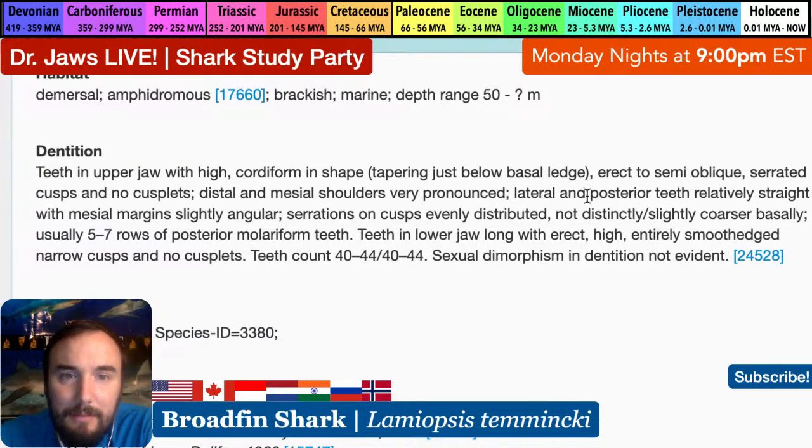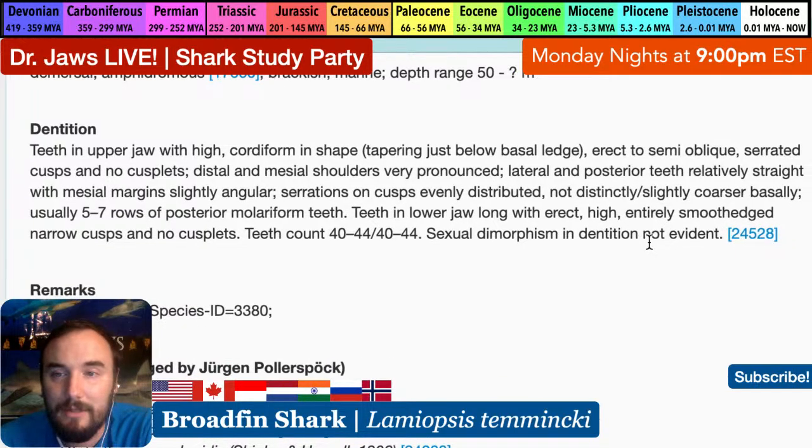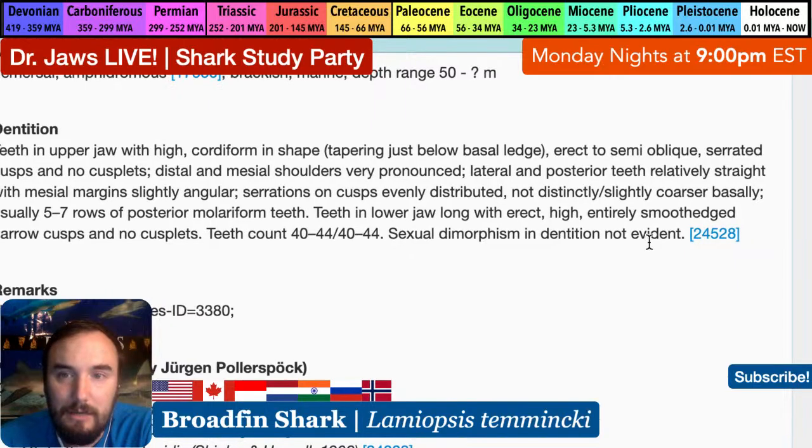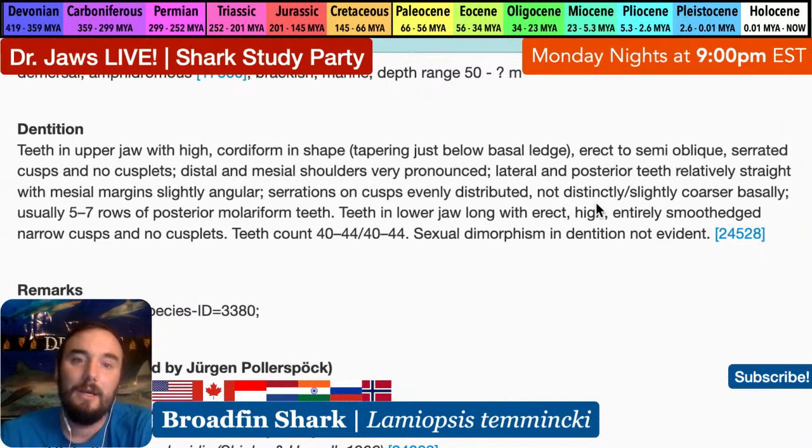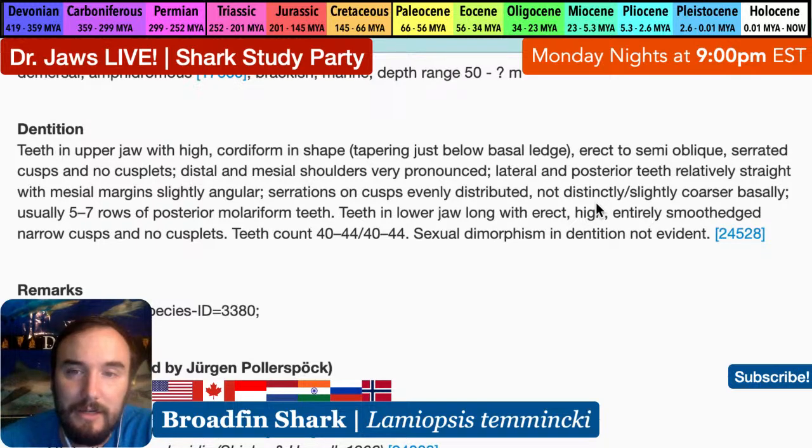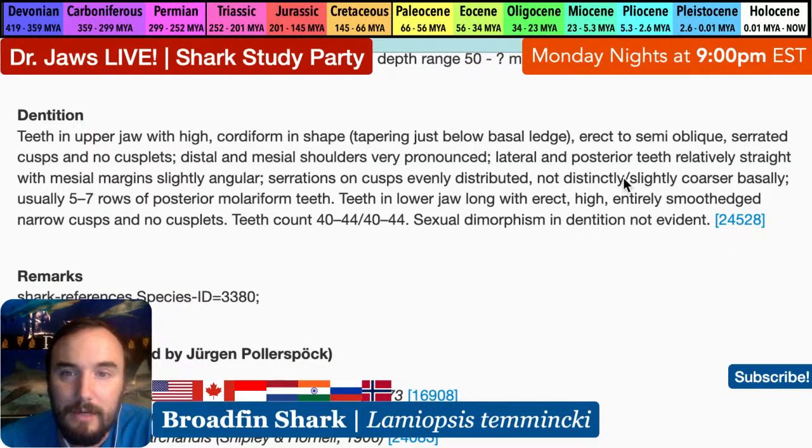The teeth in the upper jaw, high cordiform shape, recto-semially oblique, serrated cusps and no cusplets. So the serration, again, is a really interesting trait, because that is more like suggesting the capability of dismembering large prey. Serrated teeth are not very common in the shark world, or for large species having serrated teeth, that's not very common. So that's kind of more of a specialized tooth type, believe it or not. I know it's like the most famous tooth, but it is actually more of a specialization for hitting larger prey.